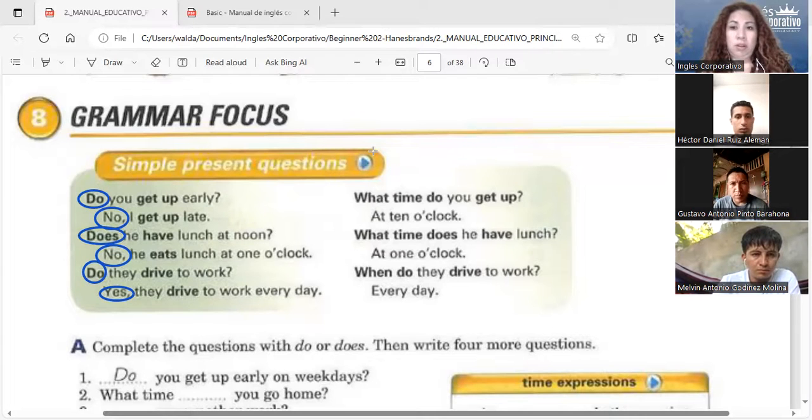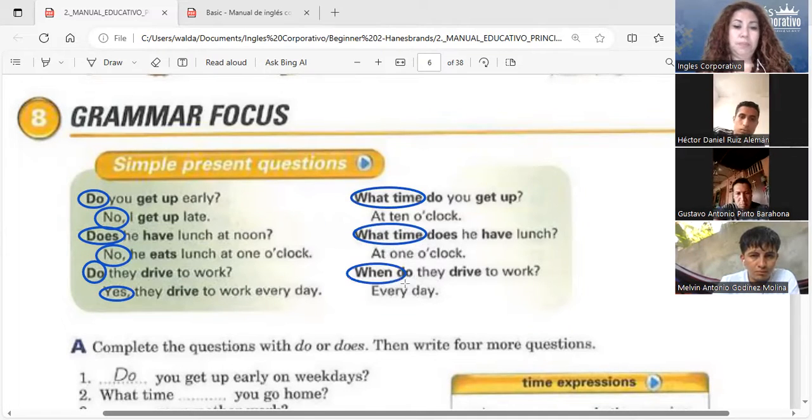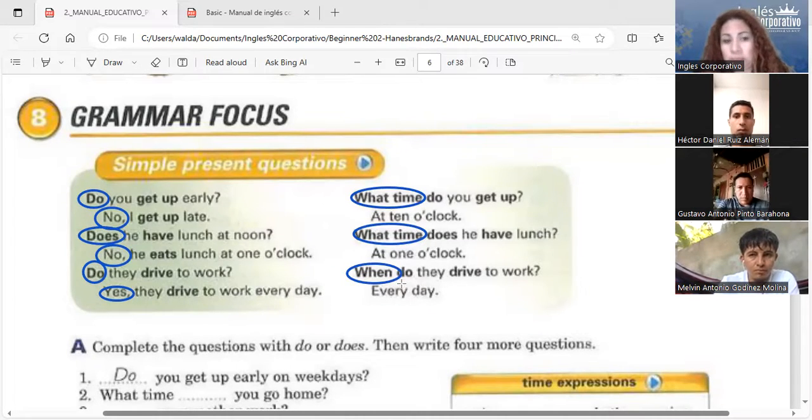Se me perdió el cursor. Un momentito. Está. What time or when? Then you're going to be more elaborate. You're going to say at 10 o'clock, at 12:30, every day, at noon, once a week, etc. Okay? So, depende la pregunta. Yes or no? Okay, Héctor? Okay. Any other questions that you have?